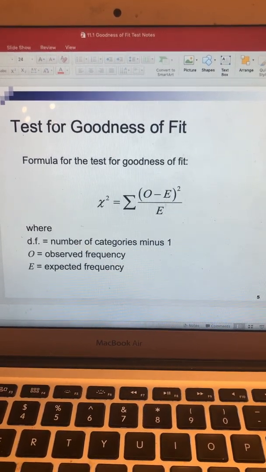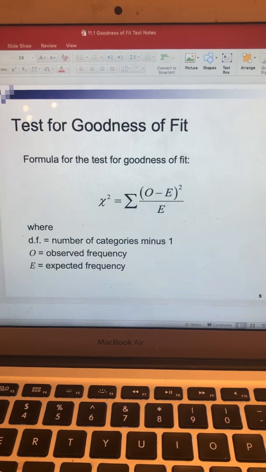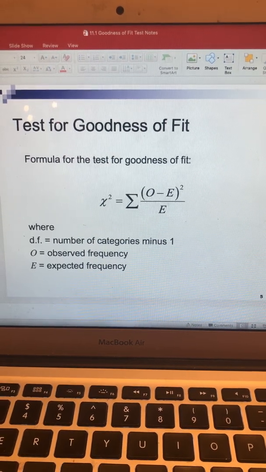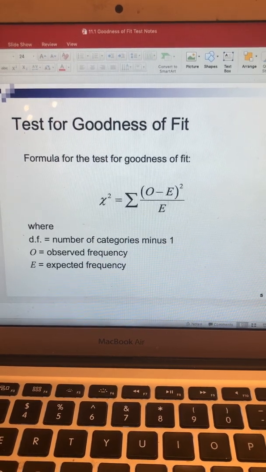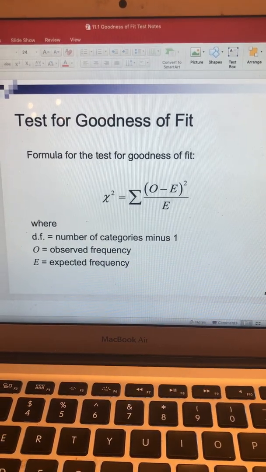One final note on this screen is that the degrees of freedom here is found by taking the number of categories minus 1. So we're no longer looking at sample sizes, but rather how many categories our data got broken into.